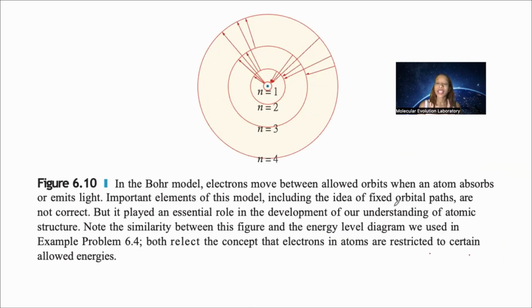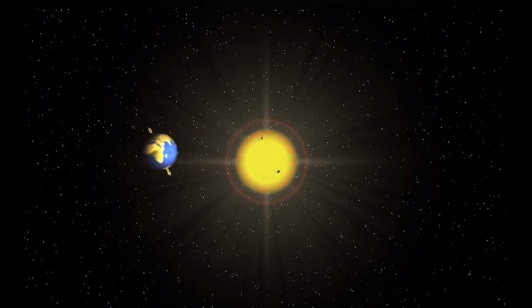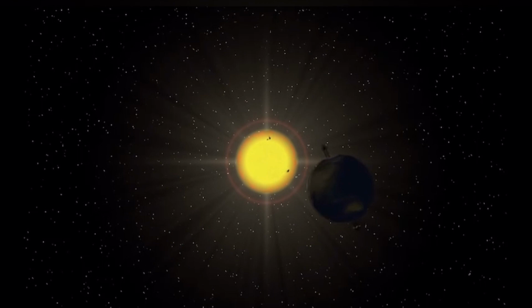The idea of the electron being fixed and orbiting the nucleus in a fixed path is definitely not correct. I think that analogy was basically being made in reference to the Earth revolving around the sun, but it played an essential role in the development of our understanding of the atomic structure.